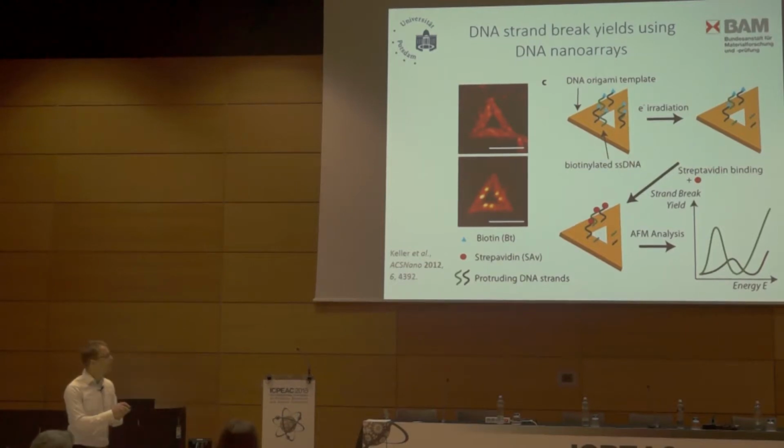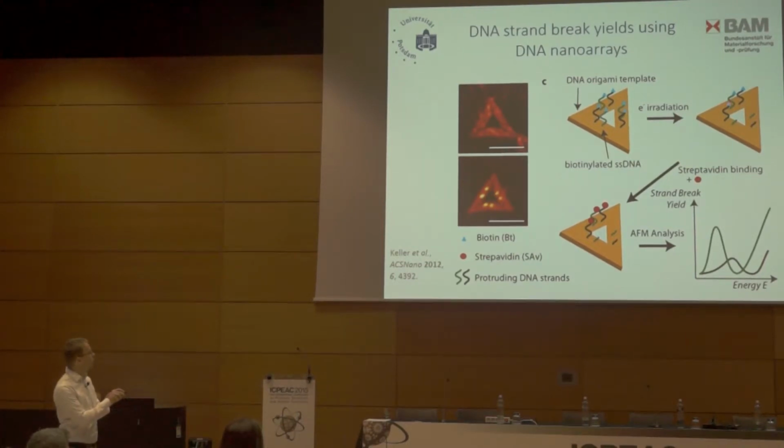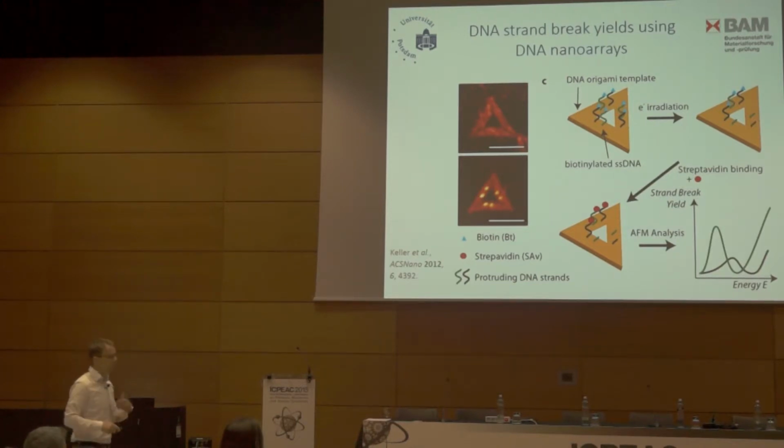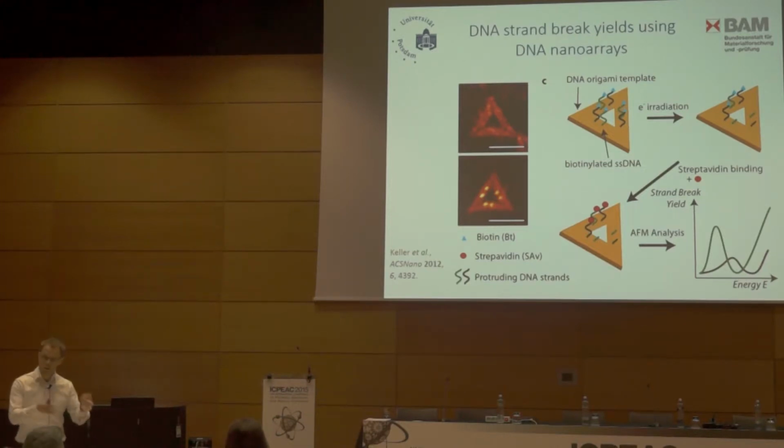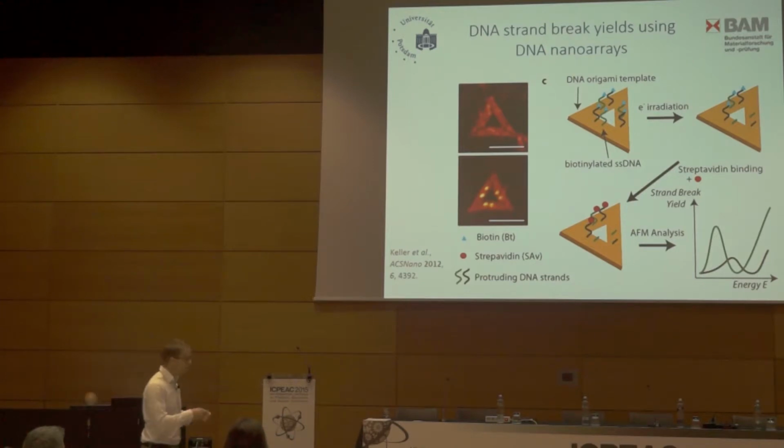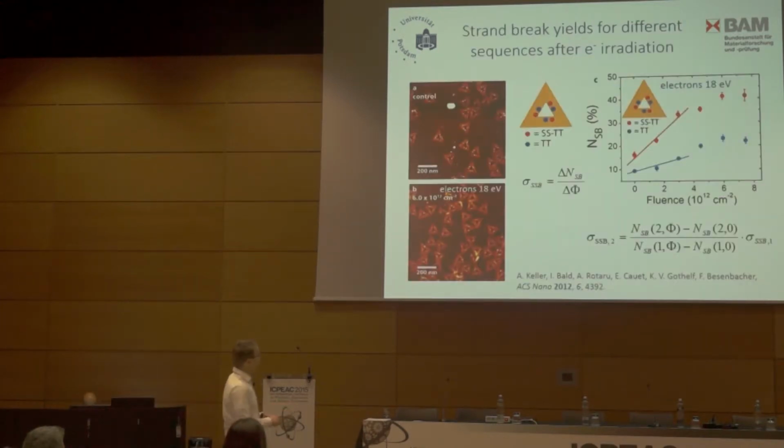So we have to label the target strands with biotin, and then after irradiation, we simply add the protein streptavidin. This binds strongly to the remaining strands, and this streptavidin is big enough that you can identify it as a bright spot in the AFM image. As you can see, we can clearly identify the position, so we can distinguish different positions and in this way distinguish different sequences. And this is an example for a proof of principle experiment.